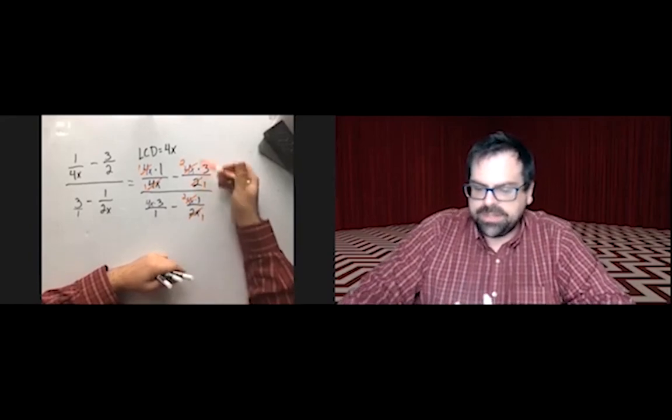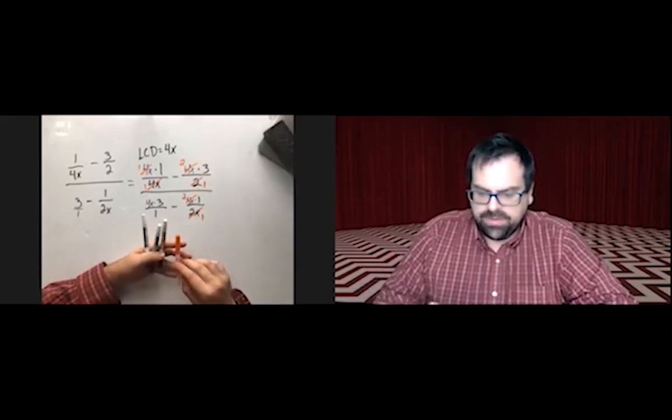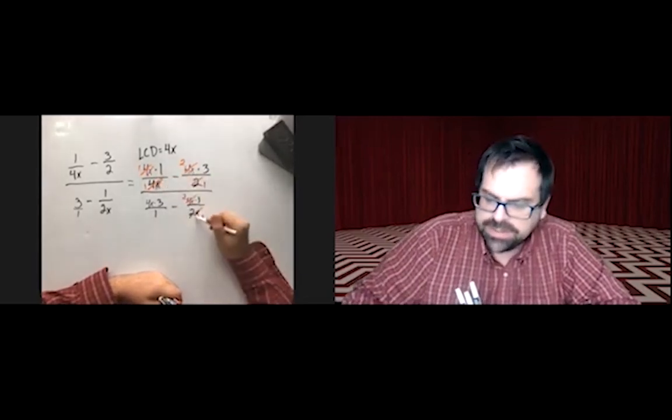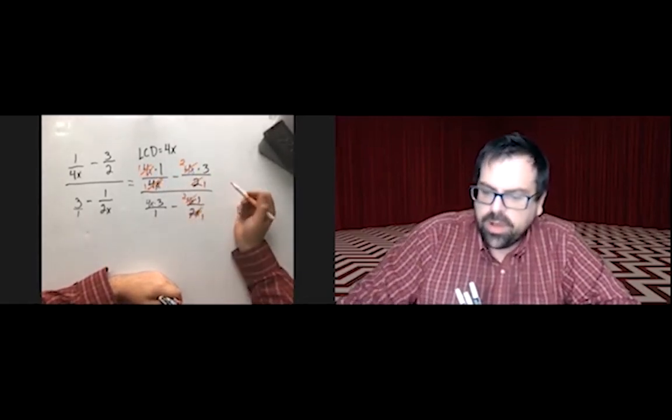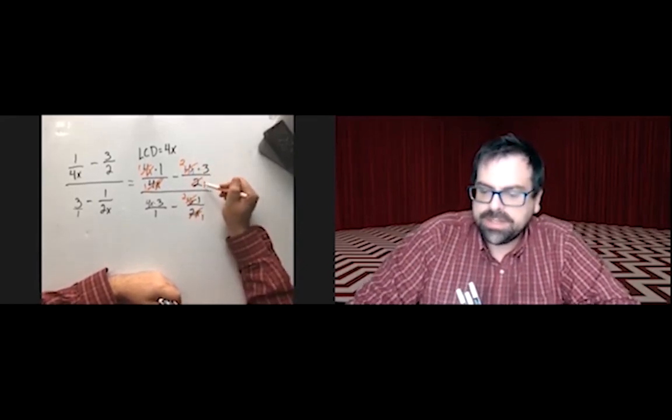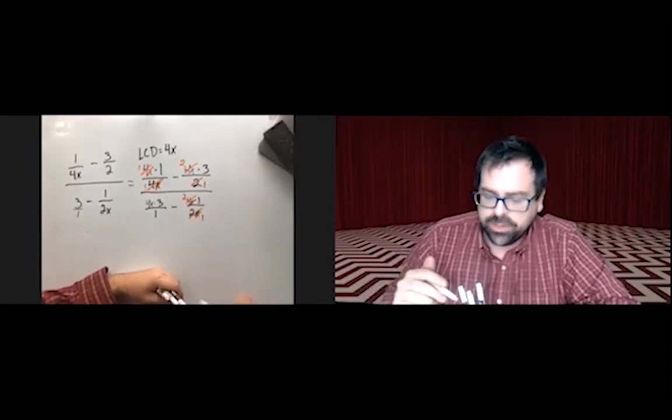Now, this isn't canceling. Let me be very specific here. The x's are only canceling in those. The x is left behind here because we're not canceling a 2x on the bottom. We're just canceling a 2.